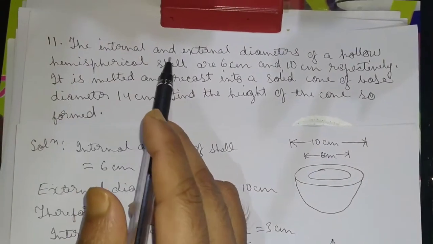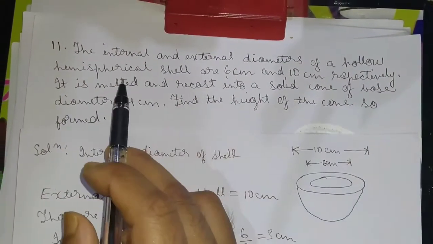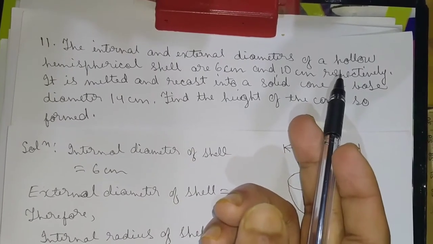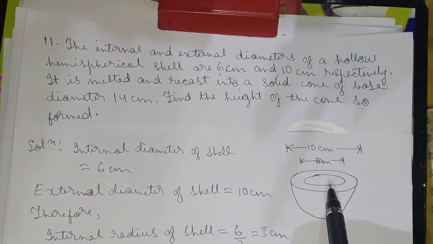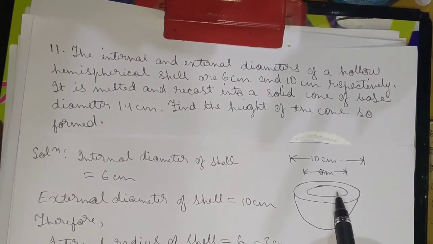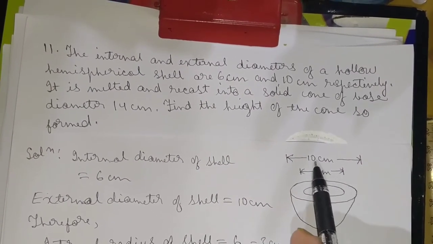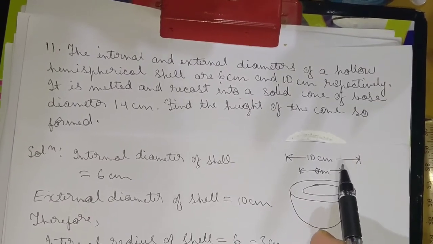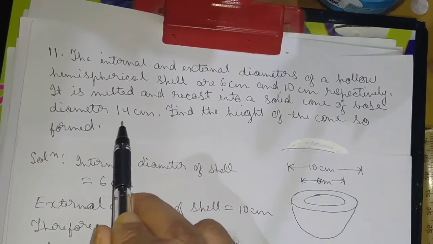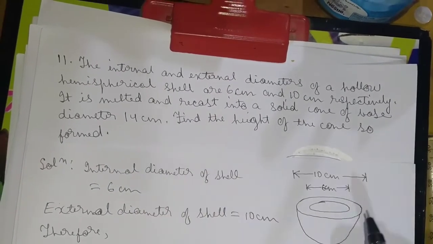Number 11. The internal and external diameters of a hollow spherical shell are 6 cm and 10 cm respectively. It is melted and recast into a solid cone of base diameter 14 centimeter.